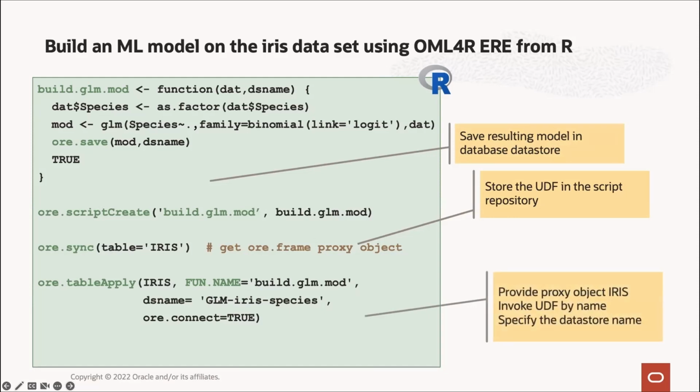We then populate the table apply function by providing the proxy object iris, the UDF to be invoked by the name given in the script repository, and specify the function parameter DS name with the data store known as shown in the UDF, and set the database connection to true. Table apply function will run our UDF against the iris table input and create and store the regression model.